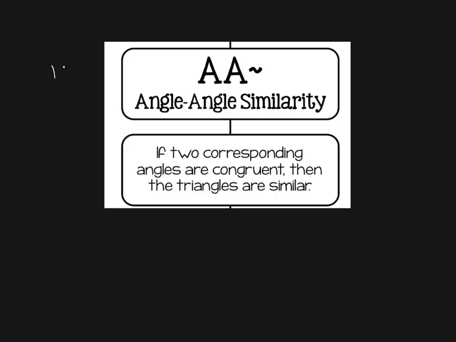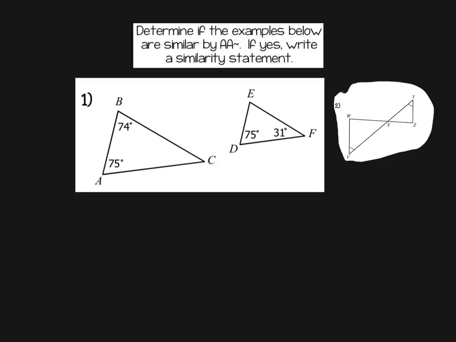This will be the first of three ways to prove triangles similar. This will be the angle-angle similarity. Notice the similarity tilde right there. We need to make sure we include that in our statements. So this will be angle-angle similarity. If two corresponding angles are congruent, then the triangles themselves are similar. So if you take a look in your notes, you'll see the statement right below that angle-angle similarity statement.